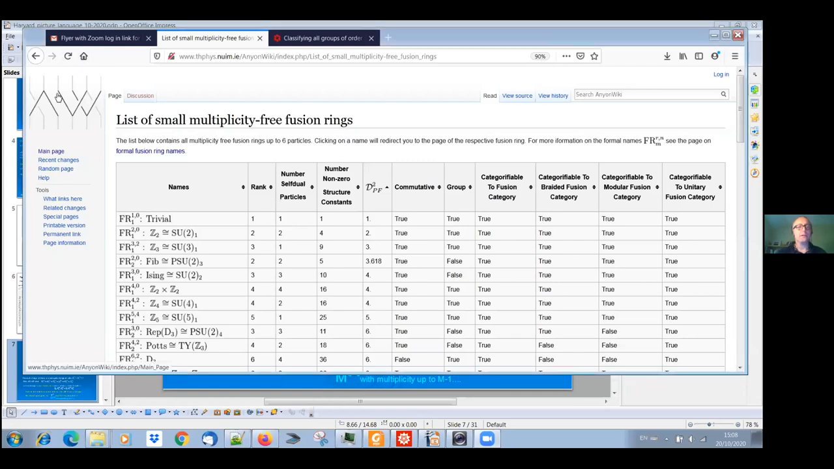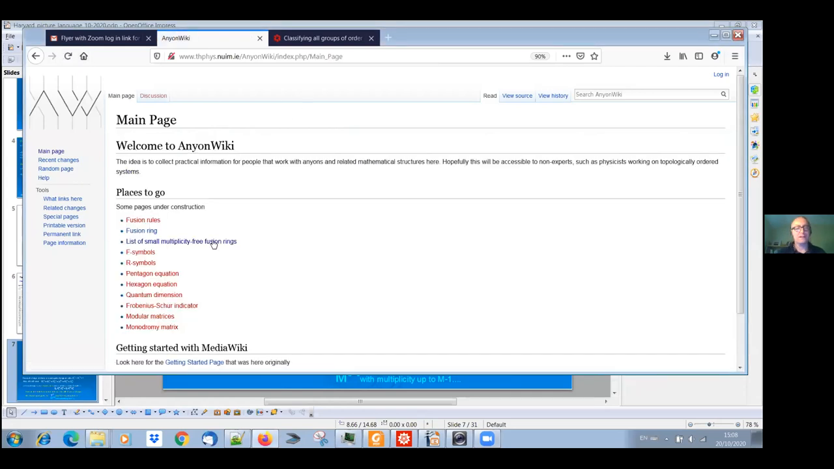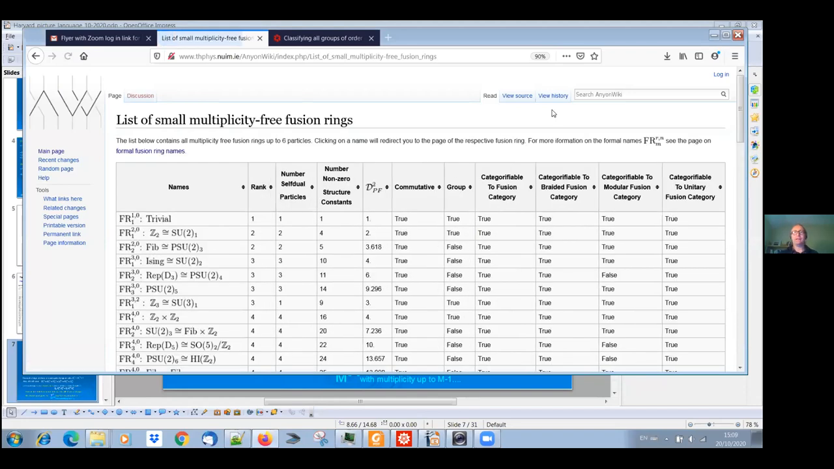So you can see if I click here, go back to the homepage, and go back to my list. And this list is quite interesting now because first of all, we have the names of the rings. We were having some trouble with names not really being standardized. It's hard, if you find something new, to know where it fits in. So we came up with a naming scheme, and if you ever find a new fusion ring, it will fit into our naming scheme. You can find it explained on the wiki.